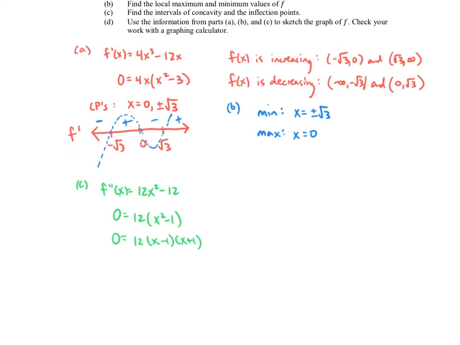Okay, so we have two critical points here, positive or negative 1. And we're going to do a sign chart again. This time we're going to use the second derivative. We just have 2 points to consider, negative 1 and 1. Remember, you can do the same thing.